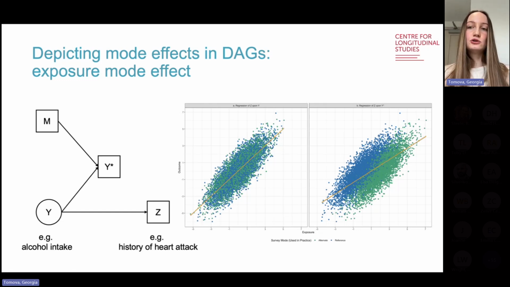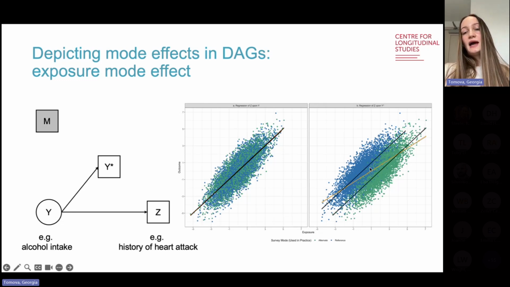However, if we were to condition on mode, for example, by looking within strata of mode, we can see that actually we estimate the correct relationship conditioned on mode, and this would be the same as if we had the underlying true value of alcohol intake.